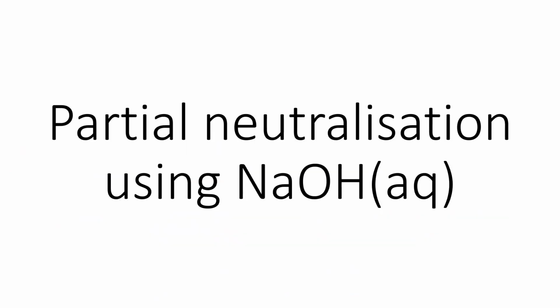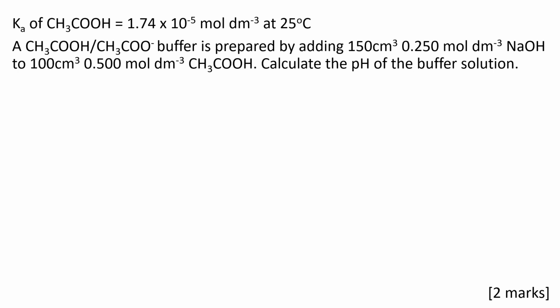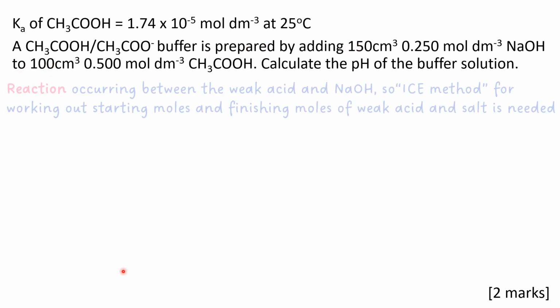The next one is a partial neutralization. So a similar looking question. It tells you a buffer is made, so you don't have to worry about whether a buffer is made or not. It tells you that in the question. This time it's sodium hydroxide, and that's going to be slightly different because that's going to actually react with the weak acid. So our total volume is 150 plus 100, so 250, which we'll need a bit later on.